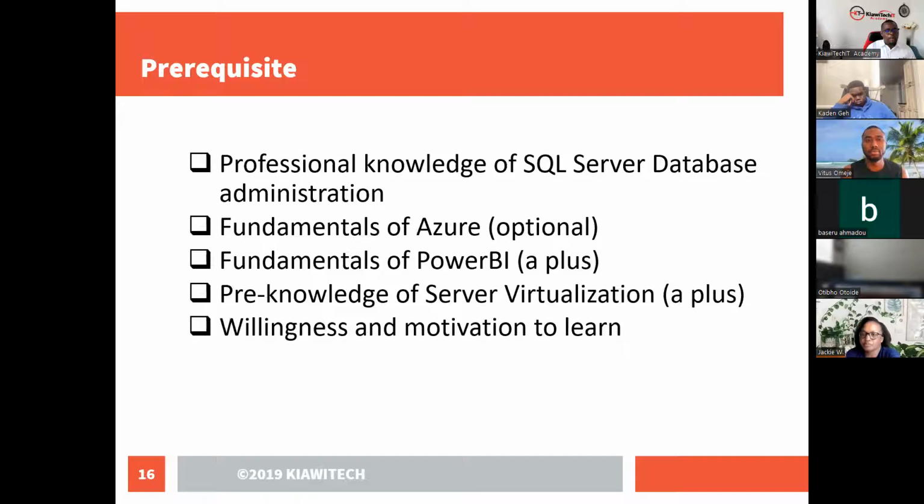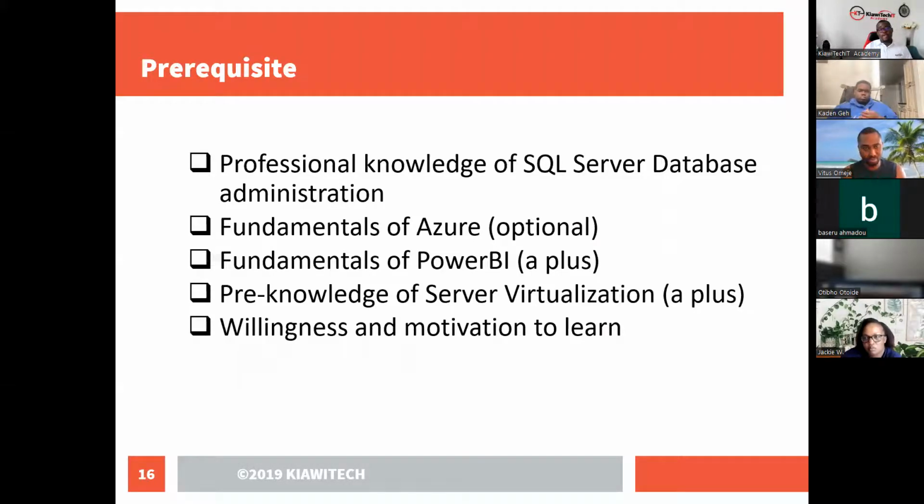Now, of course, is there any prerequisite to take this training? Of course, we do expect you to have some basic IT knowledge. Most of you that are coming here are coming from a SQL Server background. I've done the SQL Server.